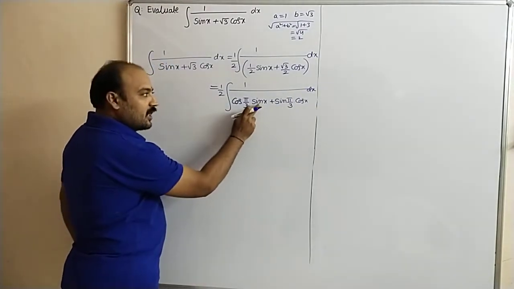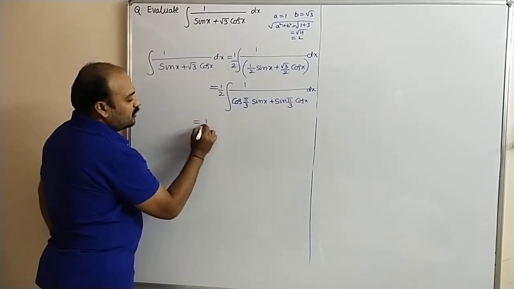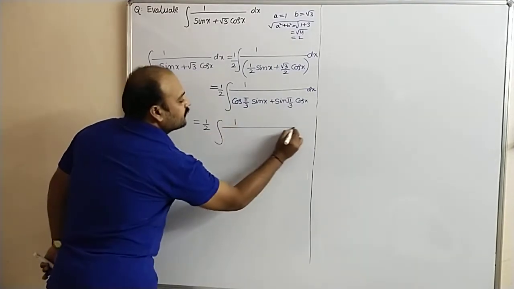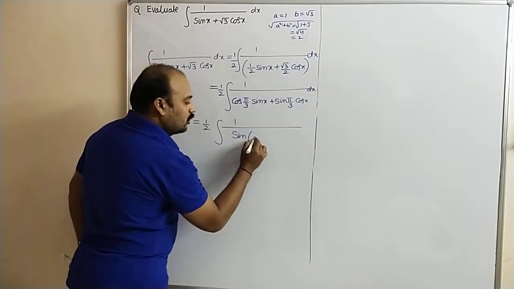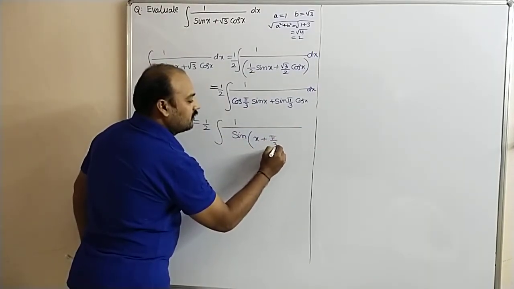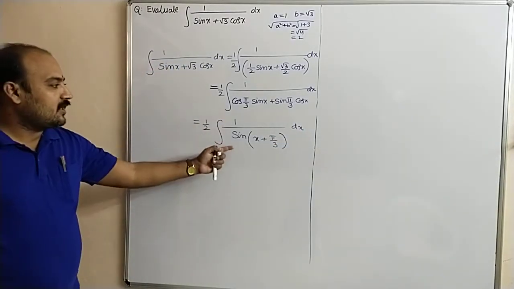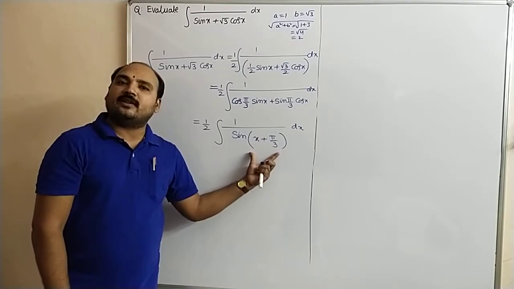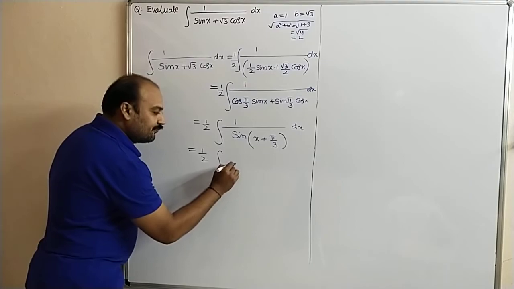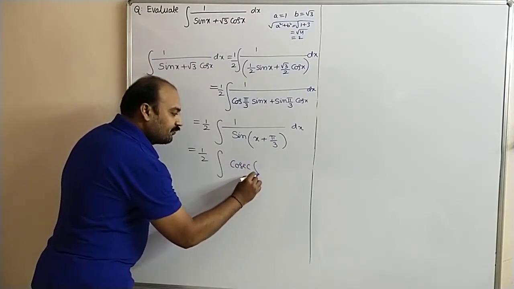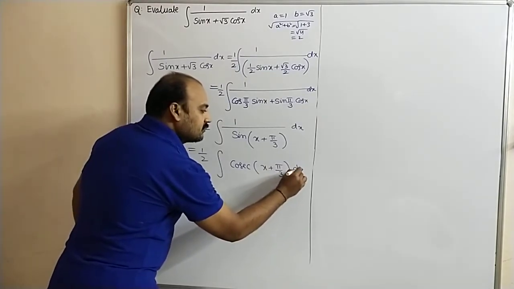It is in the form of sin a cos b plus cos a sin b, sin of a plus b. So 1 by 2 integral 1 by sin of a plus b, a is equal to x, b is equal to pi by 3, into dx. The reciprocal of sin is cosecant, which is equal to 1 by 2 integral cosecant of x plus pi by 3 into dx.